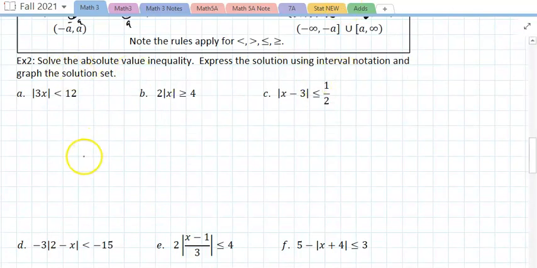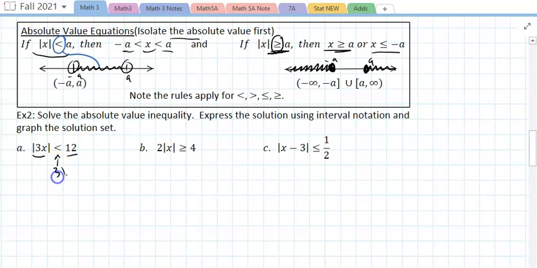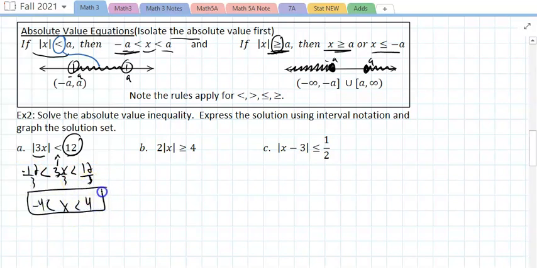So solve the absolute value inequality, express the solution using interval notation, and graph the solution set. Well, I see that the absolute value is on one side, everything else on the other side, and it's between. According to the rule up there, I take the 3x and I write a double inequality. To the right side, I put that, and to the left side, I put the opposite of that. Divide by 3. I didn't break the rule because 3 is positive. So x is between 4 and negative 4, and it's fairly simple to solve.